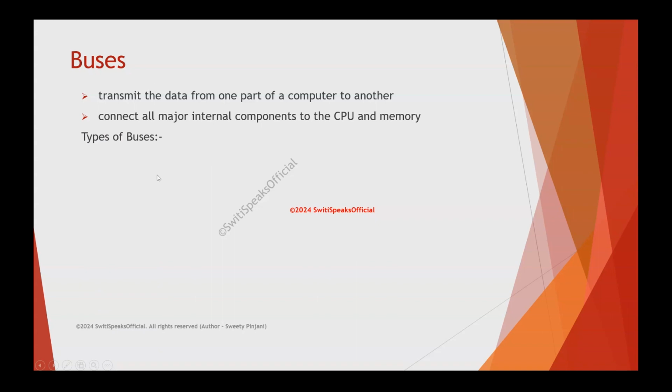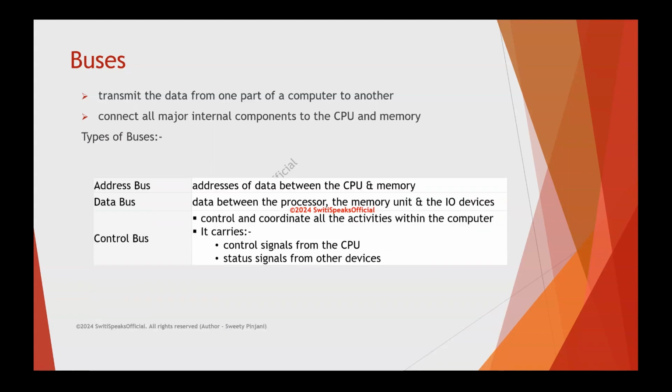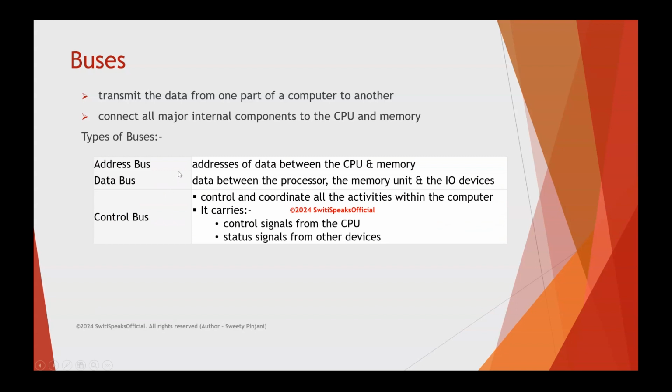What can be the different types of buses? There is the address bus, which will carry the address of data between your CPU and memory. There is the data bus, which will carry the actual data between your processor, memories, and input output devices. There is a control bus, which will control all the activities in your computer. The control bus will carry your control signals from the CPU.